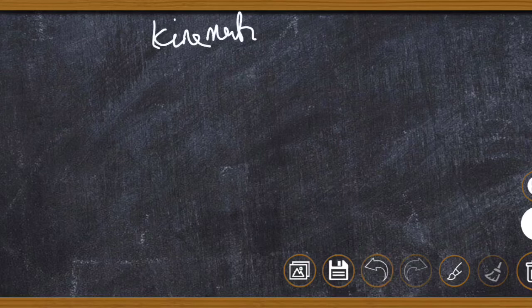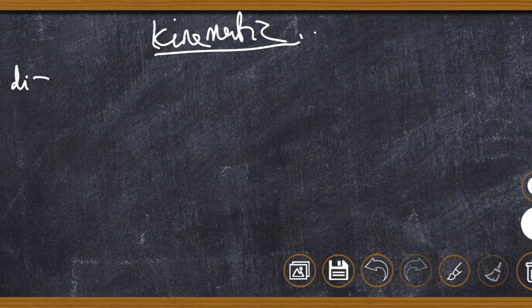Now, what is kinematic in a real sense? Kinematic is the study of an object's motion in terms of its displacement, velocity, and acceleration. There are three things that are joined together under kinematic. That means if you want to study motion based on kinematic, we are going to be studying three things. The first thing is the displacement of the body.